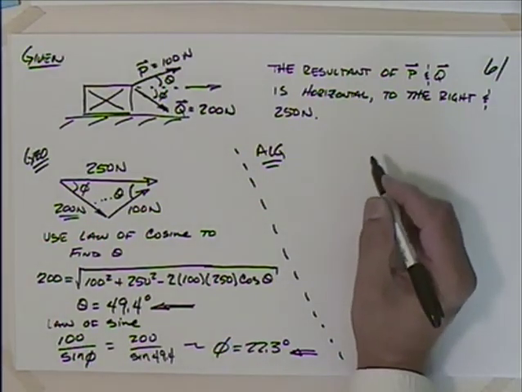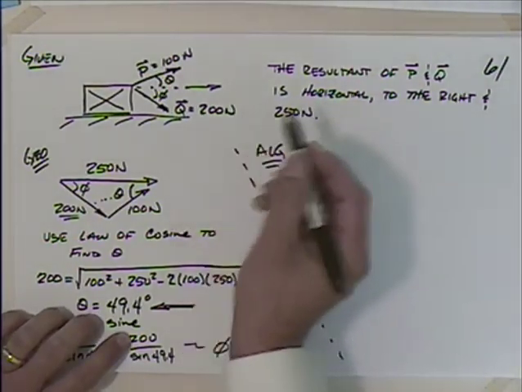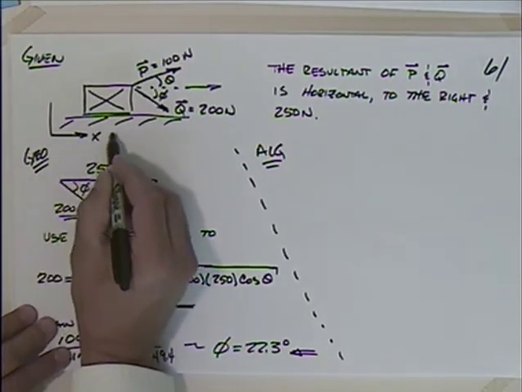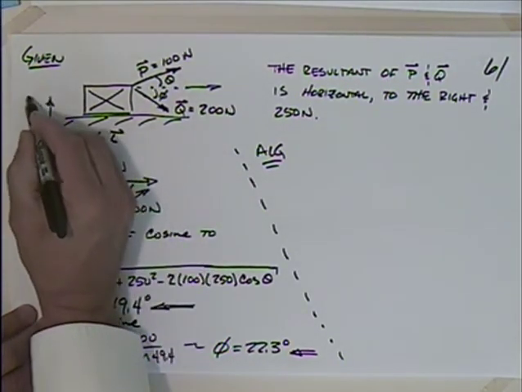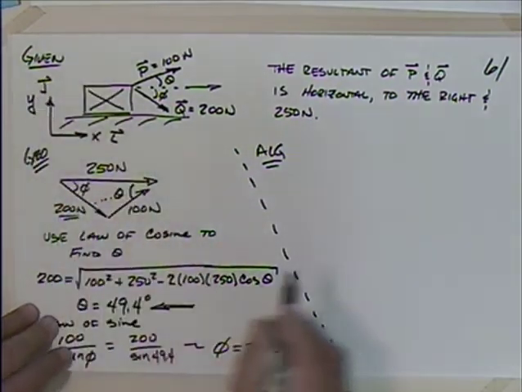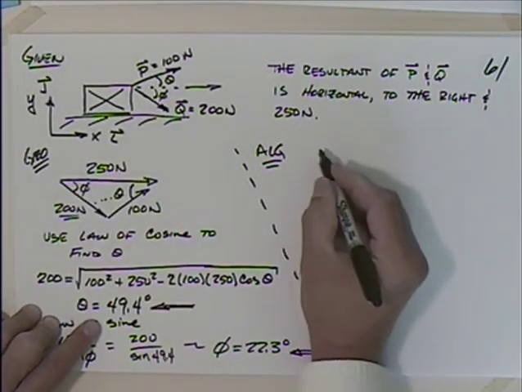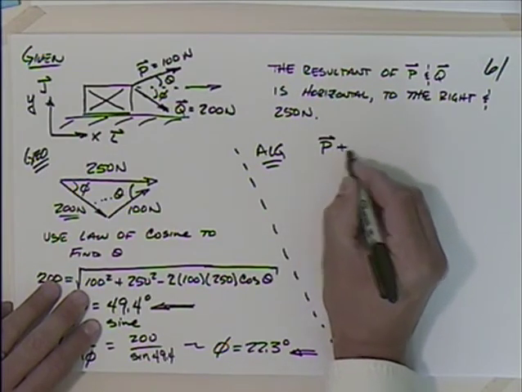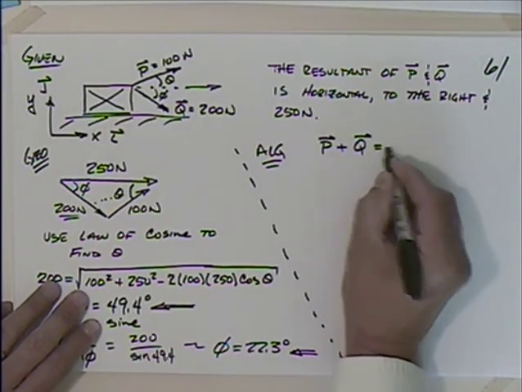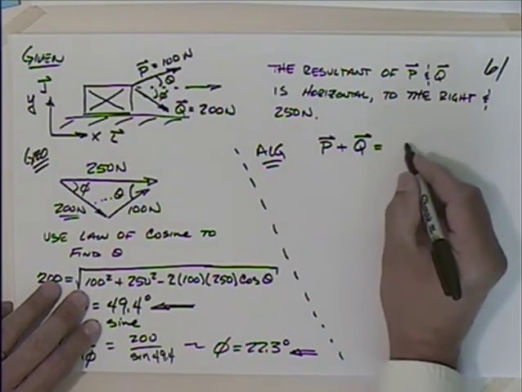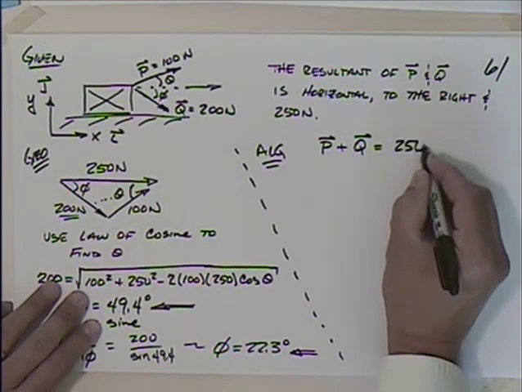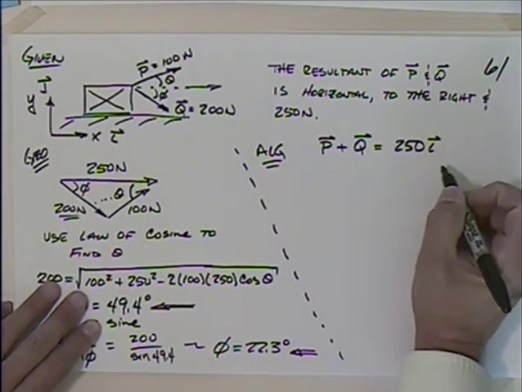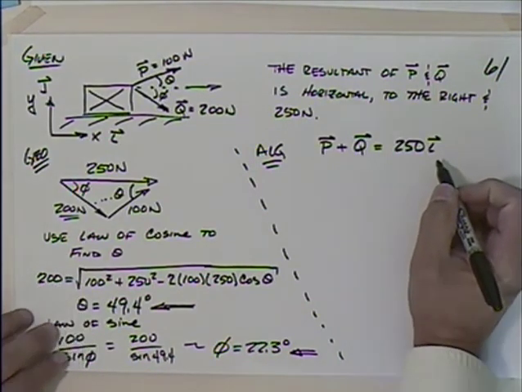You're probably right. Well, if I assign an xy coordinate to this thing, there's x, which is in the i direction, there's y, which is the j direction, and I could say then that I have the vector p plus the vector q is going to be equal to, we said it was horizontal, magnitude 250, so it'll be all in the i direction, and it'll be positive, right? So we'd have something like that.